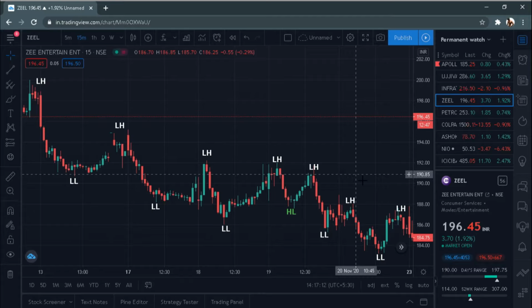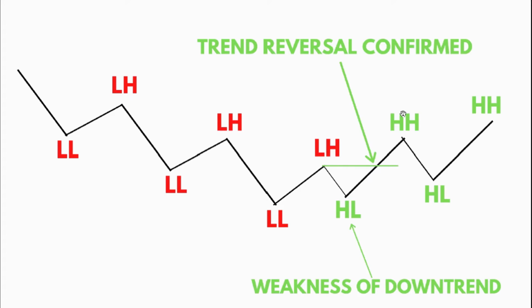Now we will go to the part where we identify how you can spot a reversal of the trend. So now coming to the trend reversal part. Like I said, a downtrend is a series of lower highs and lower lows, and an uptrend is a series of higher highs and higher lows.